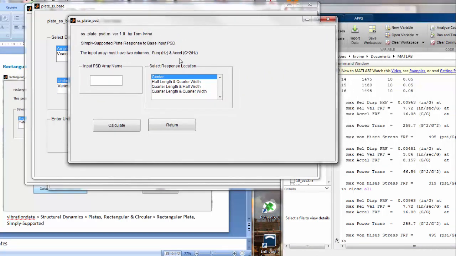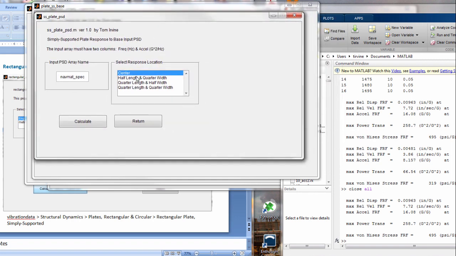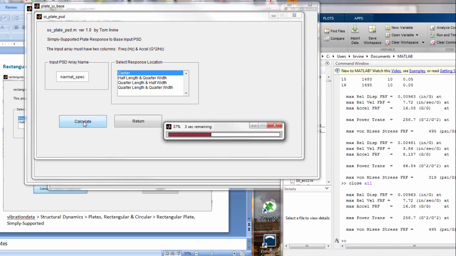So the input array must have two columns, frequency in hertz, acceleration g squared per hertz. And we do have the NavMat spec, because the first thing we did in Matlab today was we read in two of the library arrays, and one of those was the NavMat spec. So this is already in our Matlab workspace. So we're going to do the center of the plate, and let's see what the PSD response is at the center of the plate.